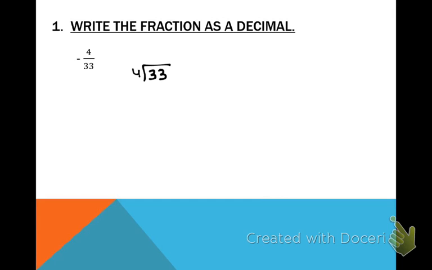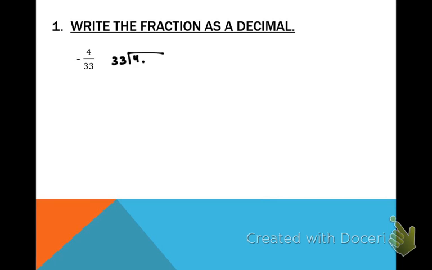33 divided by 4. Is that what I'm supposed to do? No. What's the first number you see in that numerator? 33. No. What's the top number? 4. A 4. So guys, you should be writing 4 divided by 33. How many of you would say you did not do that? If you didn't do that, I want you to erase your whiteboard and fix it for me, please.